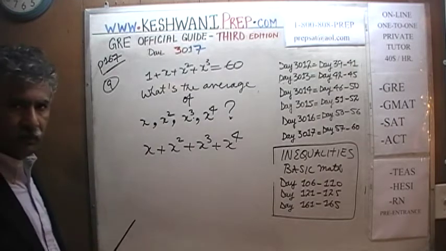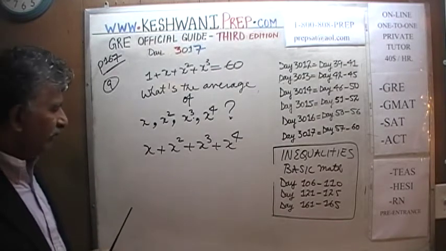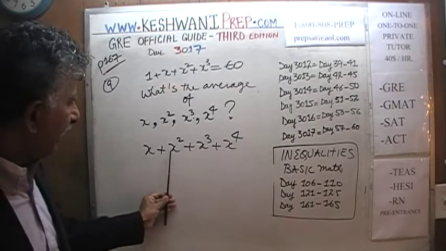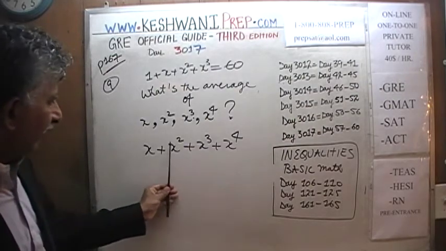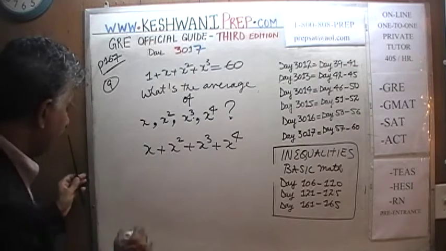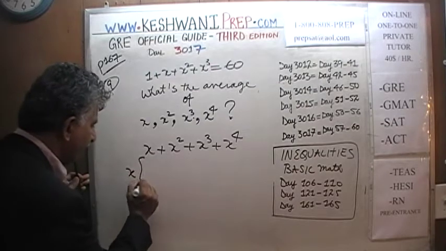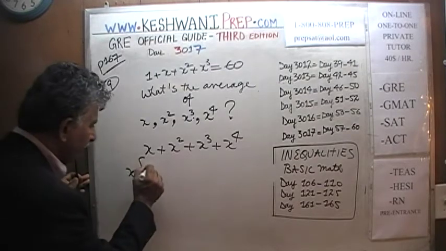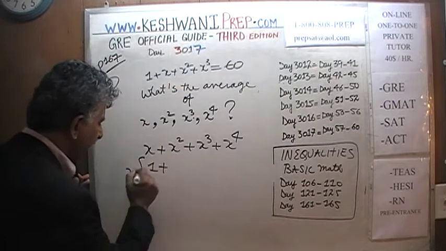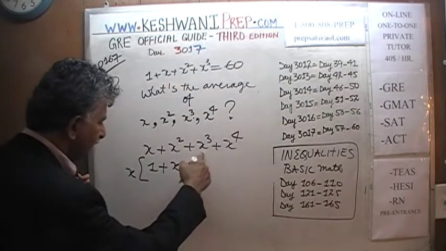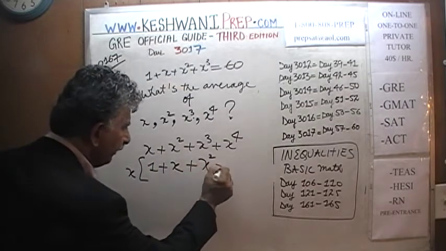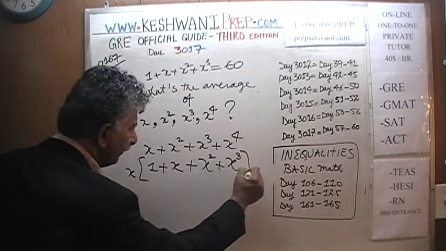This is the sum. What's the first thing we notice? First thing we notice is that they all have a common factor of x. X, x squared, x cubed, x to the 4. Let's take out x as a common factor. If we take out x as a common factor, we're left with 1 here. X squared divided by x is going to give us x. X cubed divided by x is going to give us x squared. And here we're going to end up with x to the 3rd.